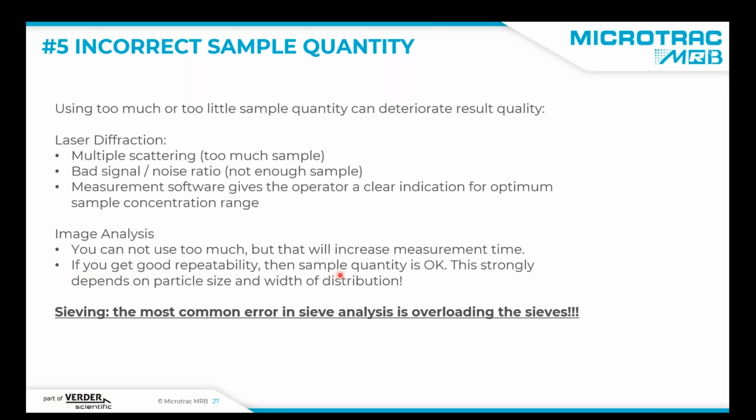If you use not enough sample, then you will see that your repeatability is decreasing, because your overall detection number is also going down. How much you need in image analysis strongly depends on the size and the width of the distribution. With wide distributions, you usually need more sample. But the most common error with sample quantity is overloading sieves.